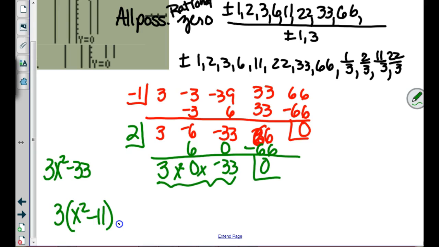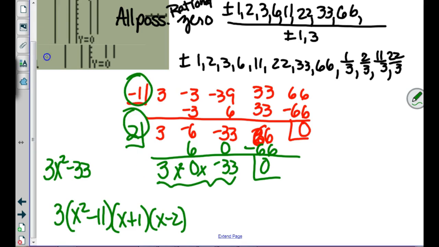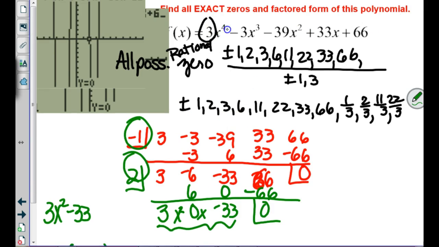It was a degree 4 polynomial. Where are the other 2? x plus 1 and x minus 2. Okay, because we had a 0 here and a 0 here. If we were to FOIL this all back together, it's got to go back to what we started with up here, okay?